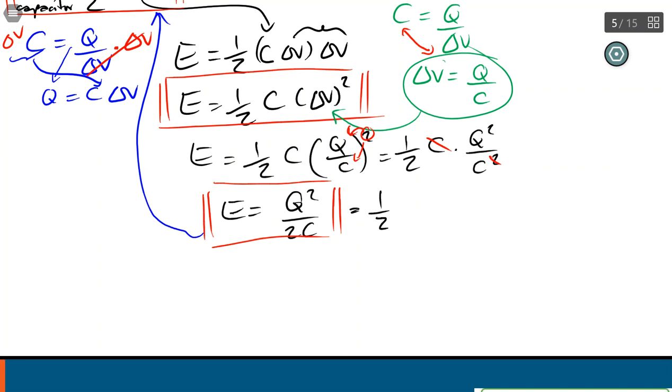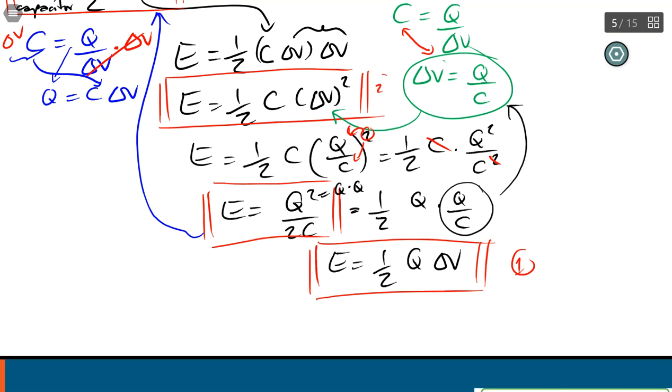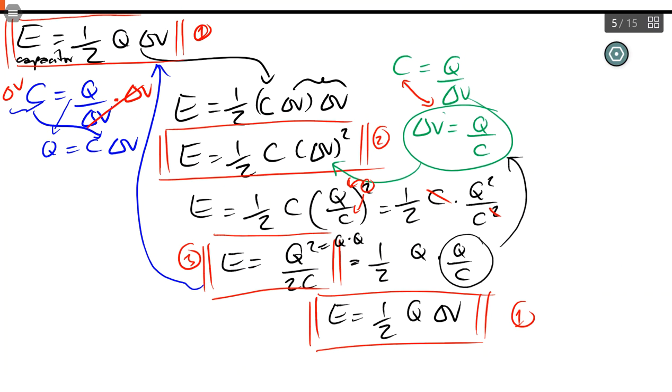And since it's Q squared, this is equal to Q times Q, right? Q times Q over C. But wait a minute. What is Q over C? It's 1/2 Q delta V. Boom. And it all comes back. Essentially equation number 1. This is our equation number 2. Equation number 3. They're all connected.